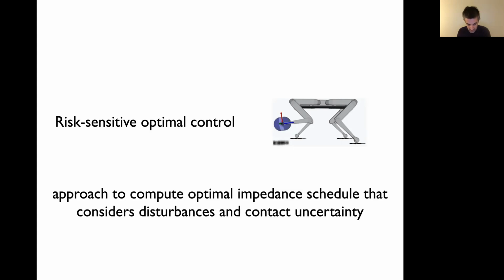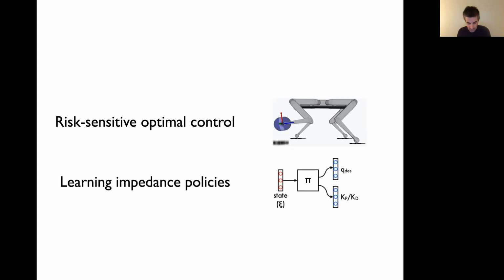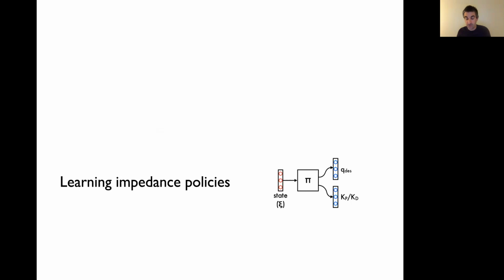And I hope I convinced you that this approach to optimal impedance makes sense, and it makes a lot of sense to explicitly think in terms of disturbances and lack of knowledge and uncertainty. So now very quickly, I'd like to go through the problem of learning impedance policies. And I won't spend as much time as I just did on this one.